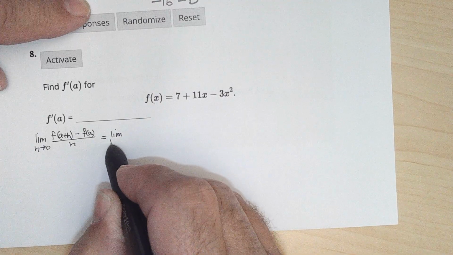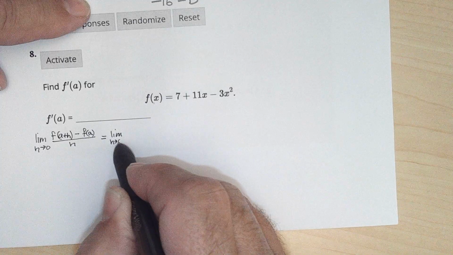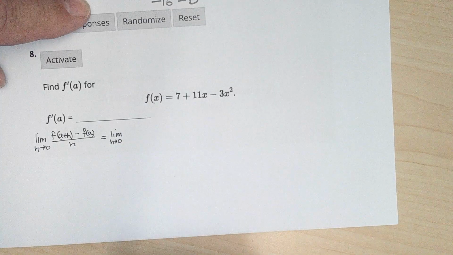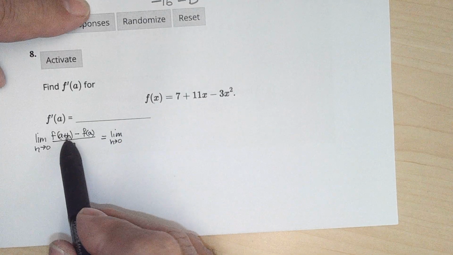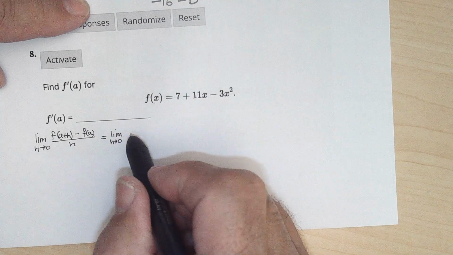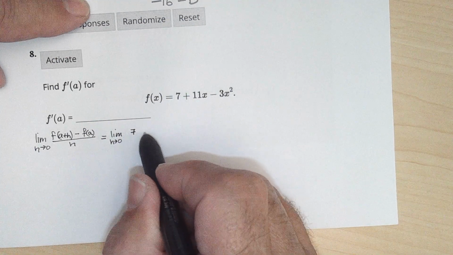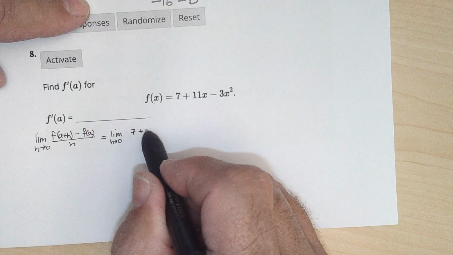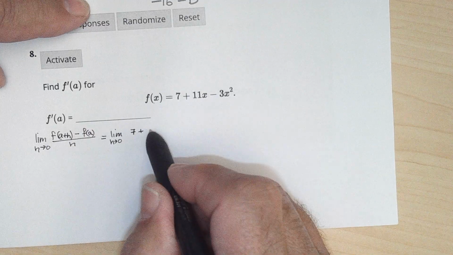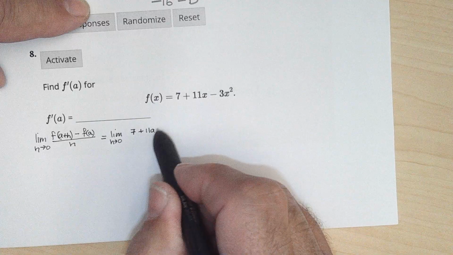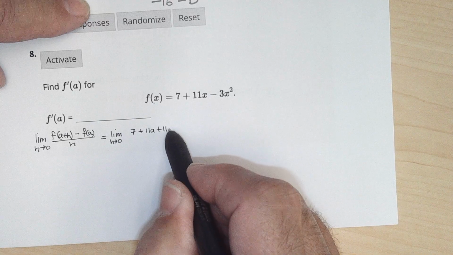So we're not doing the limit yet. We can't put in 0 because that would be division by 0. But we can put a plus h in for all the x's, so we get 7 plus 11 times a plus h. That's 11a plus 11h.